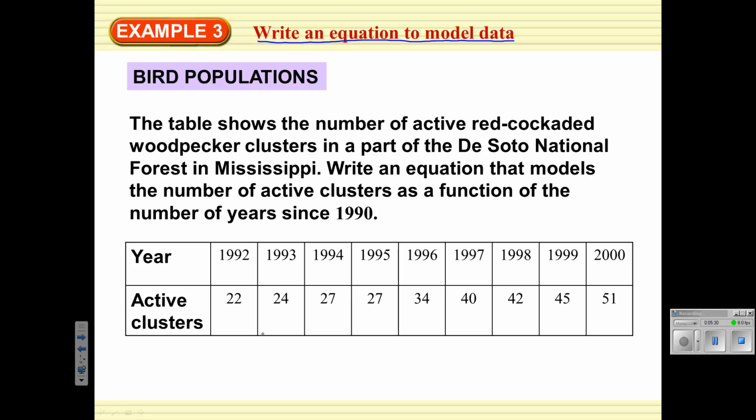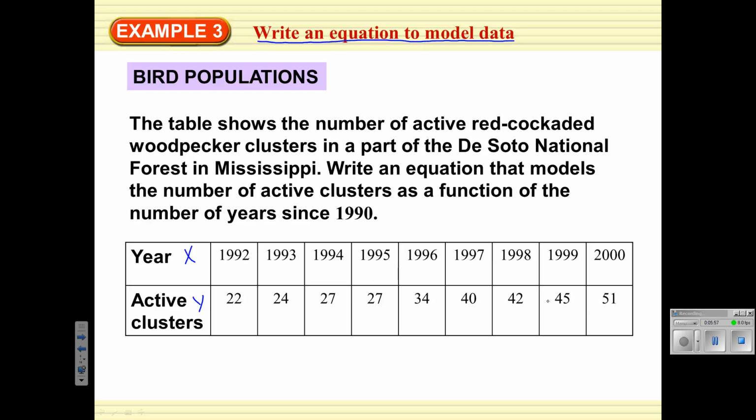The table here shows the number of active red something, I don't know, woodpecker clusters in a part of the DeSoto National Forest in Mississippi. Write an equation that models the number of active clusters as a function of the number of years. Okay, time is always your x, and then our active clusters will be our y, but time is almost generally always x because time is independent.